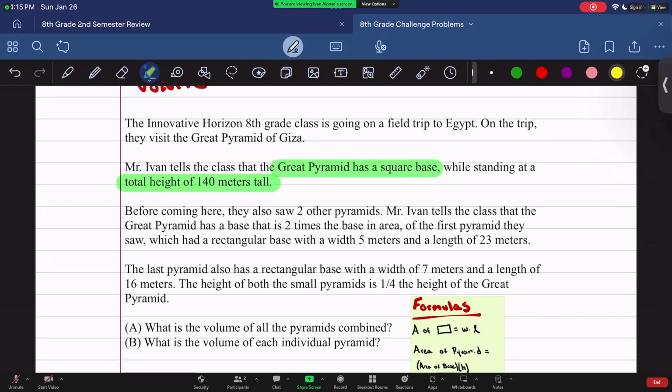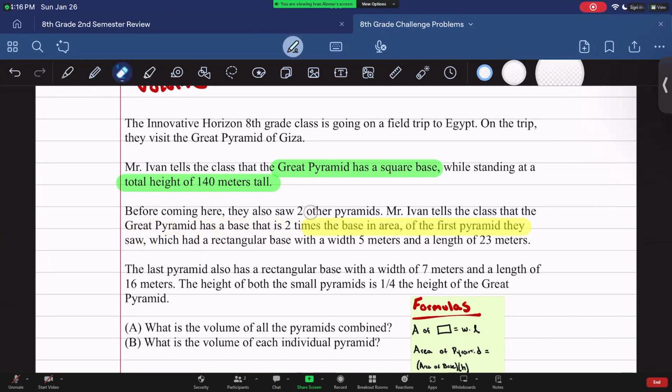Before coming here, they saw two other pyramids. Mr. Ivan tells the class that the Great Pyramid has a base that is 2 times the base in area of the first pyramid they saw. That is pretty important. And then it lets us know that the first pyramid they saw had a rectangular base with a width of 5 meters and a length of 23 meters.